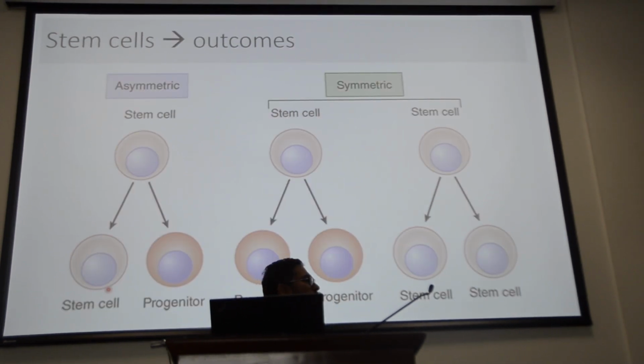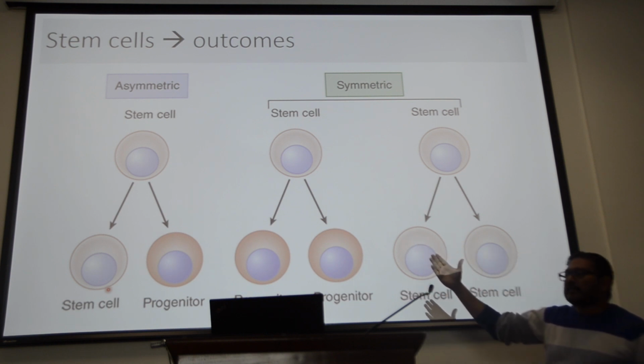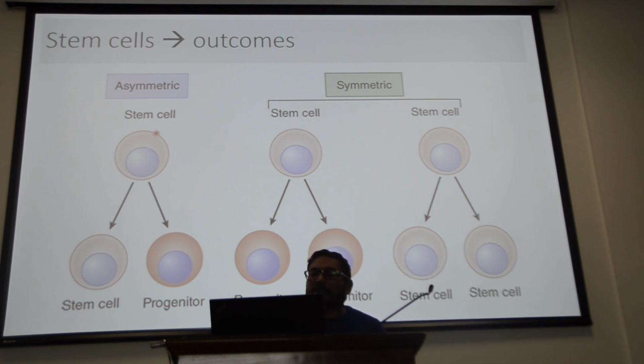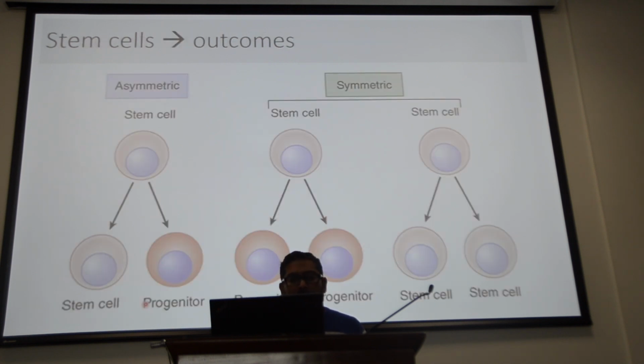Now, two things you need to understand. Your stem cells have the capacity to give rise to asymmetric cell division, and that's what these stem cells are doing on an average given day. Right now, the stem cells in your body are giving rise to more stem cells and giving rise to progenitors. Depending on the growth inducers and differentiation inducers, the growth inducers will give rise to more stem cells, and your differentiation inducers will give rise to more progenitors. So this is what is happening at any given time point.